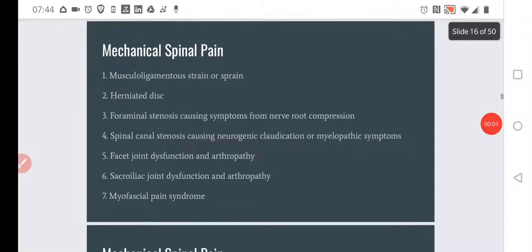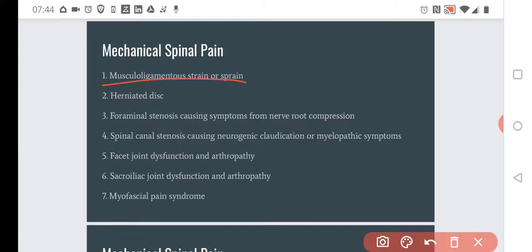So mechanical spinal pain can be of various origins. Yes, it can be musculoligamentous strain. Generally, when we have some muscle that was stretched too hard, or some muscle that was torn, things like that, it may be painful. The same is true of ligaments. It may be a herniated disc, as we already talked about a couple of times.